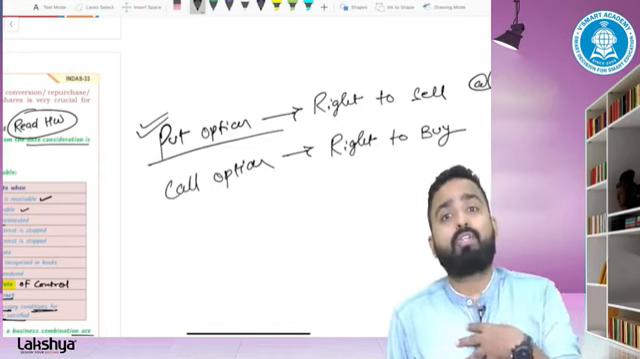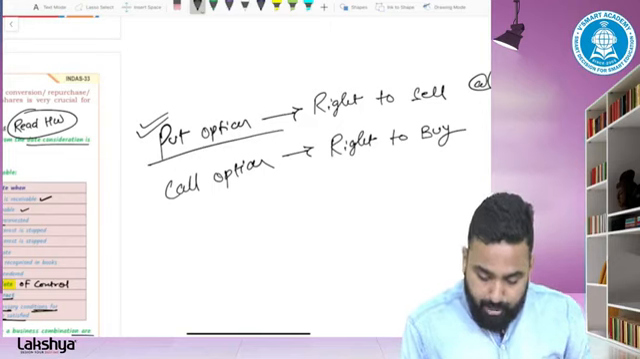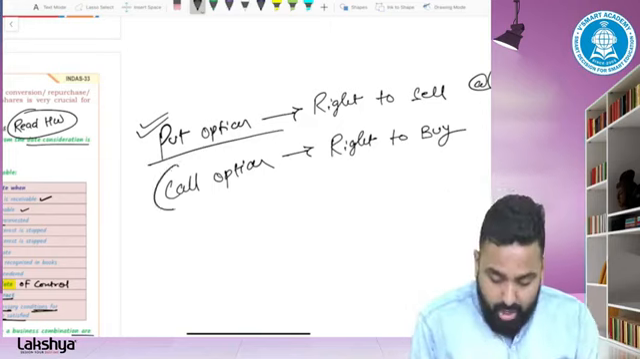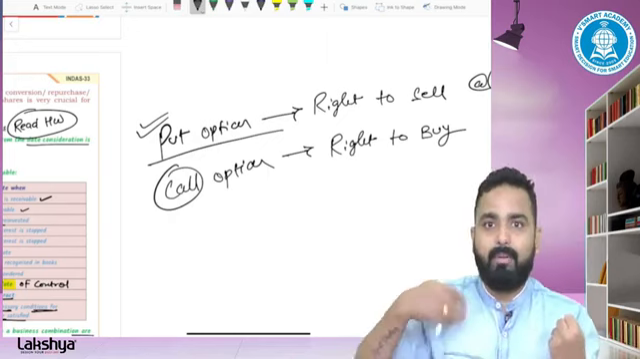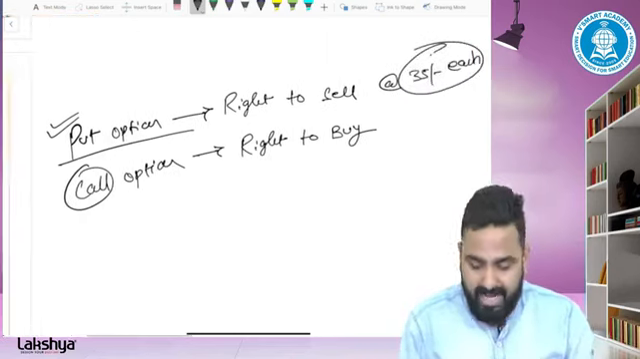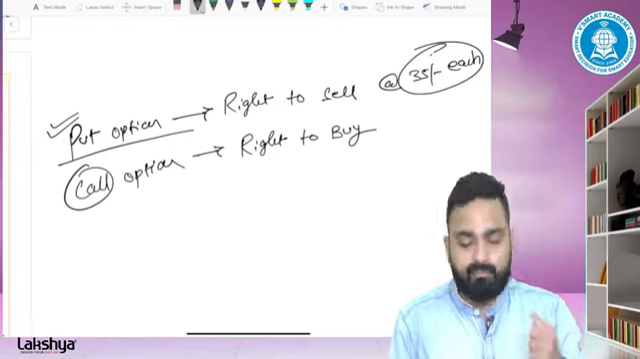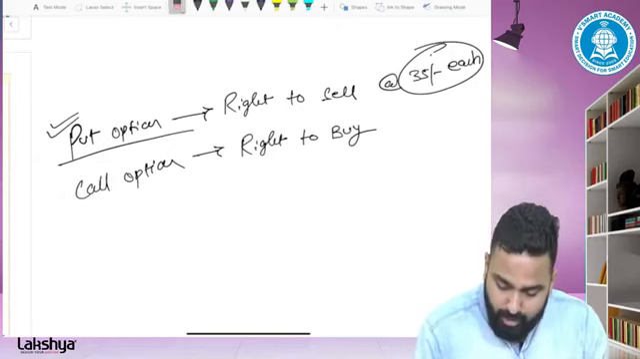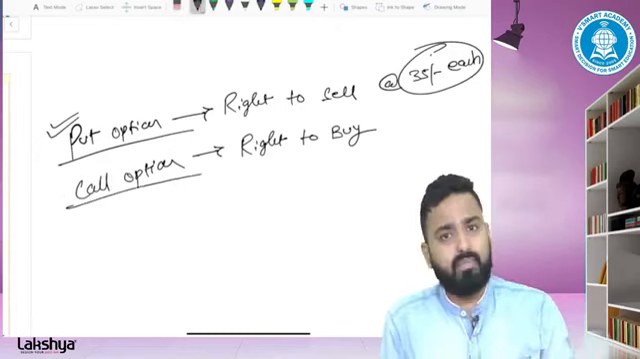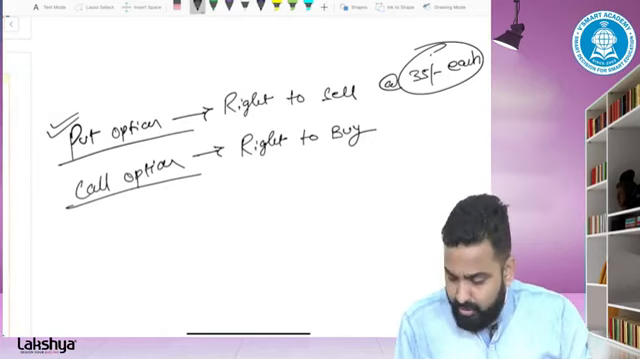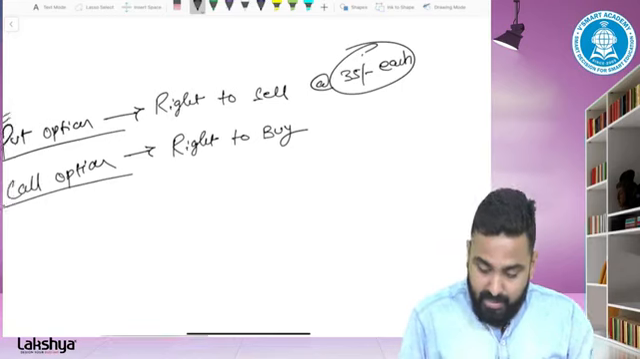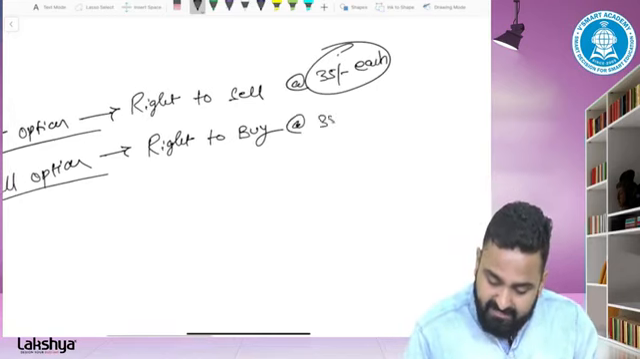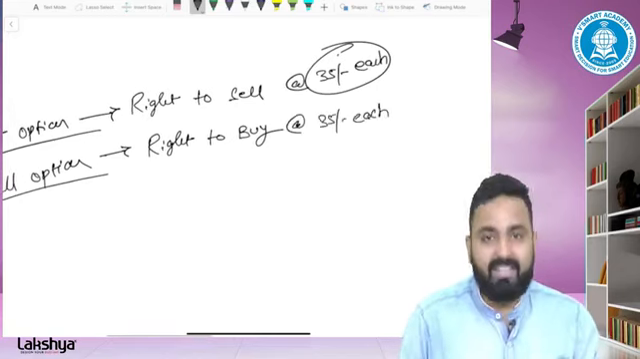Anybody who has the option has the right. Now put means to sell. Call means to buy. Call to buy, put to sell. Mohammed, are you understanding? Are you getting my point? What do you mean by call option? The call option means right to buy. Right to buy at 35.